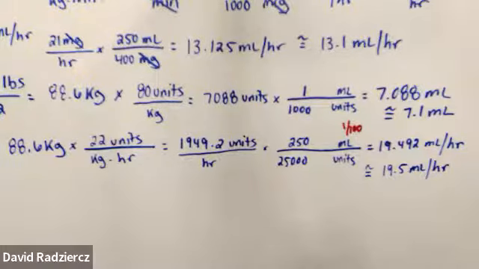Okay, so 1949.2 times 250 over 25,000. So I'm getting 19.5. You got it. That's milliliters per hour.